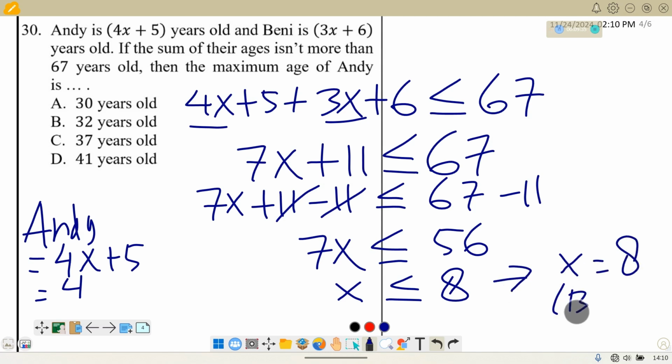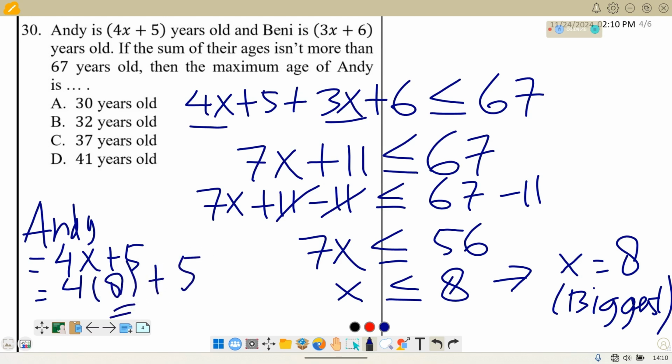So we're going to enter x equals 8 into the equation, and then here we have 32 plus 5 equals 37. So the maximum age of Andy is 37 years old. Okay, good job.